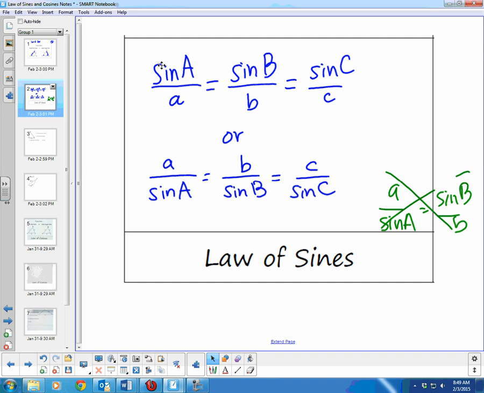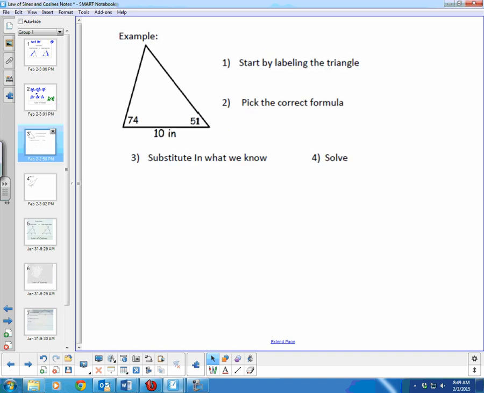So let's look at the example you guys have right here. We have this triangle where this angle is 74 degrees, this angle is 51 degrees, and we know the side between them is 10 inches. So let's label the corners. Let's do A, this is B, this is C.